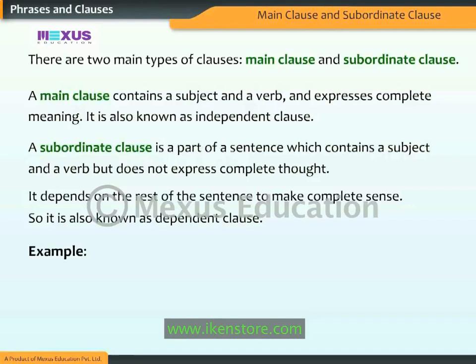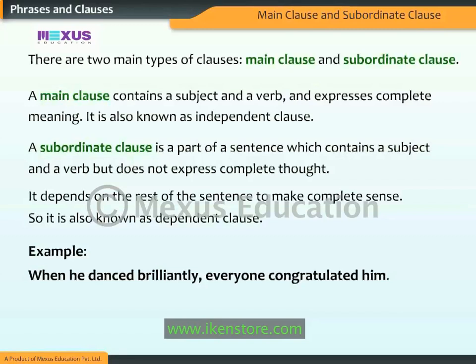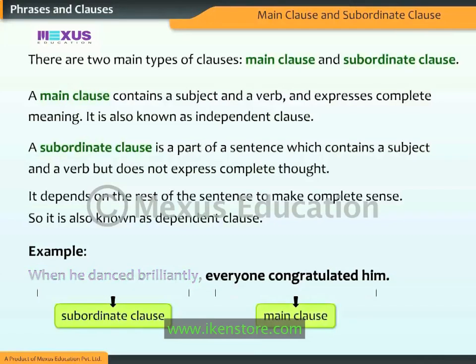Consider the following example. When he danced brilliantly, everyone congratulated him. Here, the clause when he danced brilliantly does not make complete sense. It is dependent on the main clause to complete its meaning. So, it is called the dependent or subordinate clause of the sentence. And the clause everyone congratulated him has subject everyone and verb congratulated. It makes complete sense. So, it is called the independent or principal clause of the sentence.